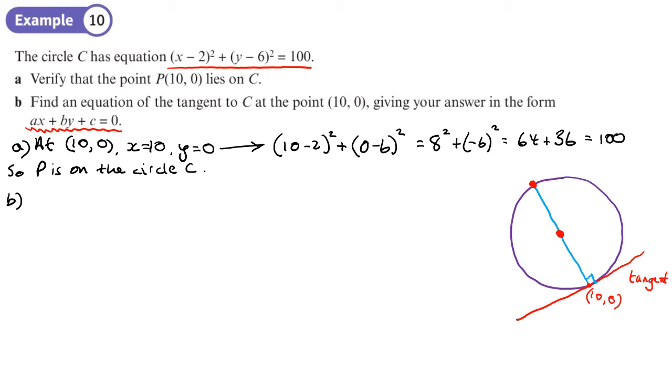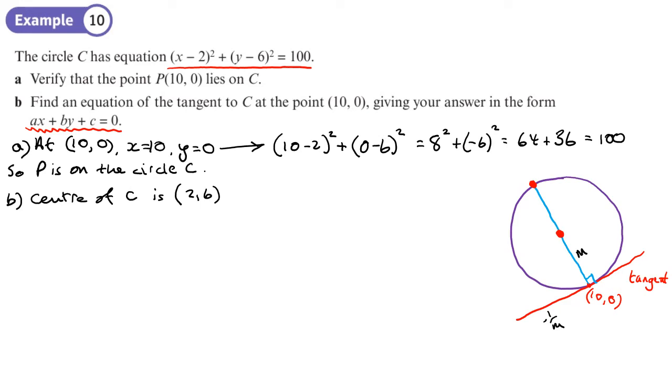Right, so let's start by finding the center. I'm going to use the center point and the point 10, 0 to work out the gradient of that line there. So I'm going to work out m basically for that, and then use -1 over m for this. Okay, so start by finding the center. So center of C is, I can just read off those coordinates, 2, 6.